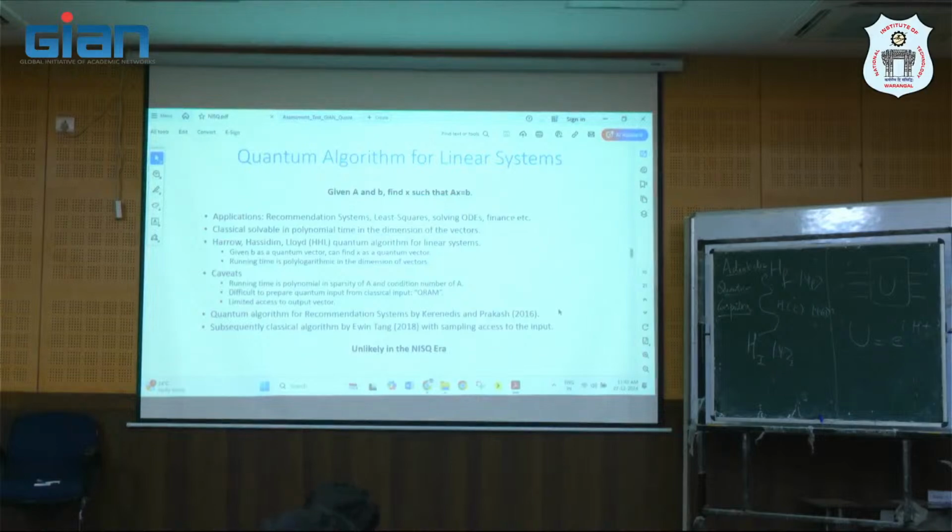If I have a 2 to the n dimensional vector B, I will encode it in the quantum state. What? The amplitudes of different basis states will be coming from B. Correct.